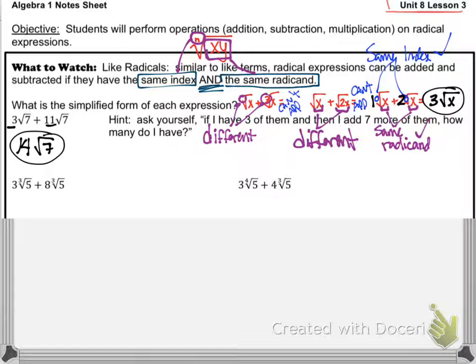In our next example, they're the same index of 3 and the same radicand of 5. So 3 of those plus 8 of those is going to be 11 cube roots of 5. Our next one, we cannot add them. That's as simplified as possible because they have different indices.